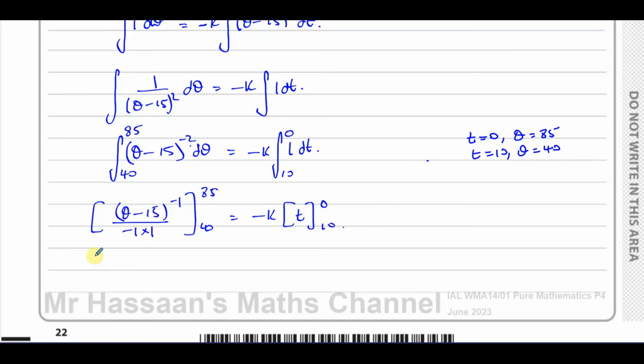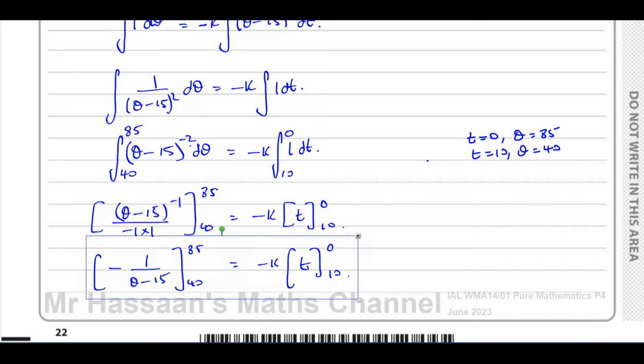Now, let me just simplify this side a little bit. So that's going to be minus 1 over theta minus 15, with 85 and 40, equals minus k times t. I'll just leave this like this for now so I can then put them in together. So what I'll do is I will take this to the other page, and continue.